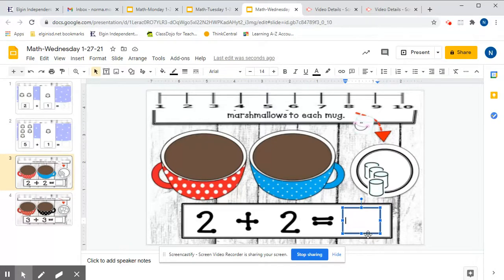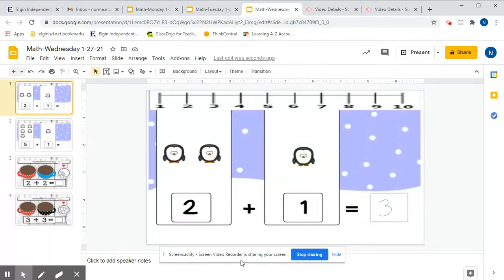Also, when you finally get the answer here, like for example here when we get the answer, try to read the addition sentence. This is how you read it. 2 plus 1 equals 3. Okay, so you're practicing to read that addition sentence and to identify this symbol, which is a plus symbol, and then this one, which is the equal symbol.